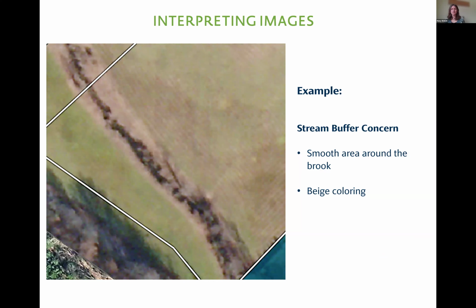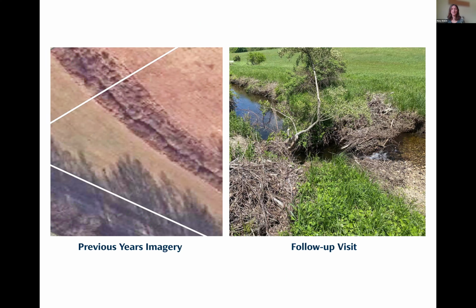Okay, another one. We looked at this. This is one that I found, and I became incredibly concerned about this stream buffer. This is an easement. One of the purposes of the easement is to protect this stream. They are not supposed to cut around it. So I looked at this and I saw that the stream bank was smooth and it was beige in coloring, and it definitely caught my eye. So I looked at the last year's images and I saw a really clear buffer around this.